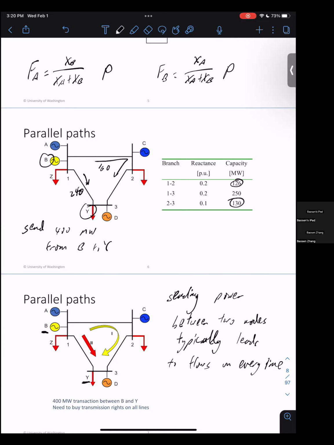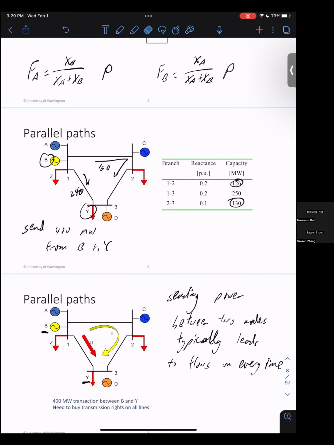You're still limited by lines that are far away from you. This is the difference between power and traffic. If you want more cars to go from Seattle to Tacoma, you increase the road capacity between Seattle and Tacoma. Here it doesn't matter. What's limiting you are points far away from you, not directly in between, but other capacities in the network.